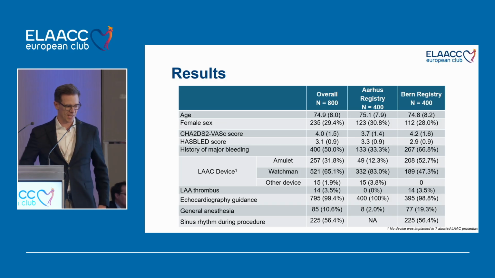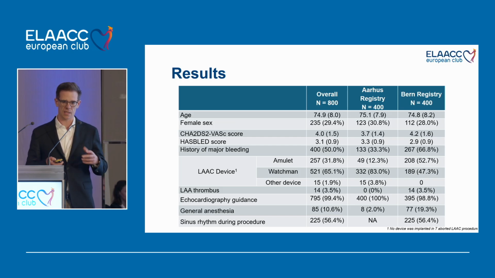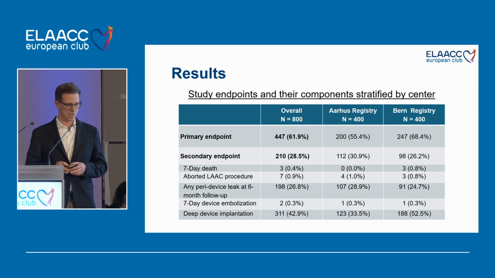Some differences between sites, interestingly enough. And the Amulet versus Watchman distribution is also site dependent, 30% Amulet and 65% Watchman. LA thrombus was present in 3.5%, and echo guidance was used in 100%. And there was general anesthesia in 10% with differences between sites, and sinus rhythm was present in 56%. As this was a CT-based analysis, the contractility could not be assessed.